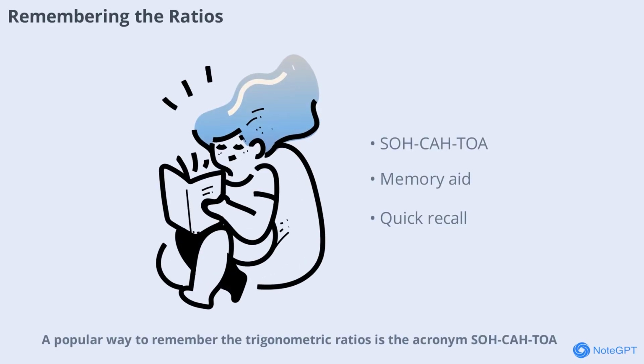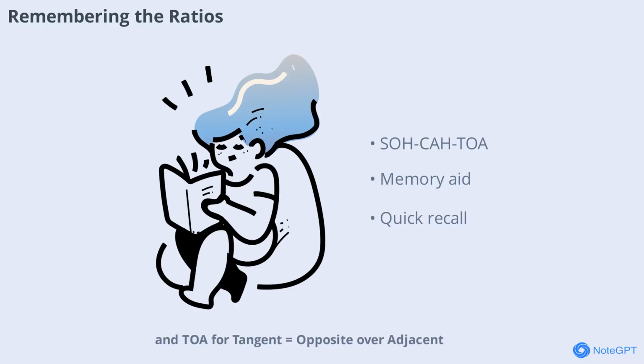A popular way to remember the trigonometric ratios is the acronym SOH-CAH-TOA. SOH stands for sine equals opposite over hypotenuse, CAH for cosine equals adjacent over hypotenuse, and TOA for tangent equals opposite over adjacent. This simple memory trick helps students recall the formulas quickly and accurately, making problem solving much easier.